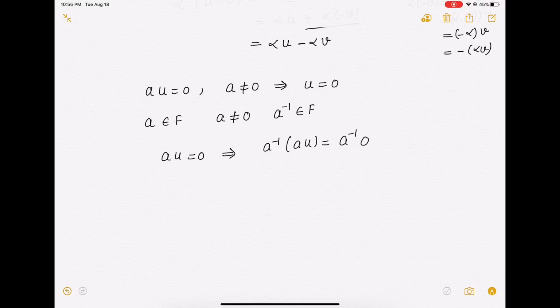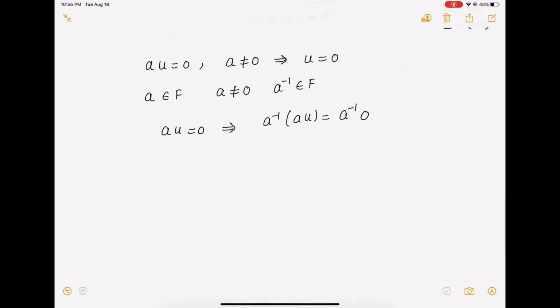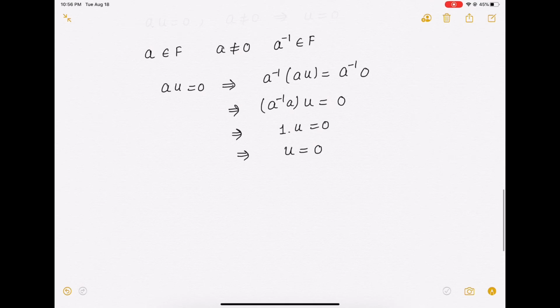we have A inverse AU is equal to A inverse 0, and using the associative property here, A inverse operated on 0 gives you 0 vector, and when A inverse is operated on A, then we get the multiplicative identity in field. So 1 dot u is equal to 0. This gives u is equal to 0. So AU equal to 0, and if A is non-zero element, then u became 0.